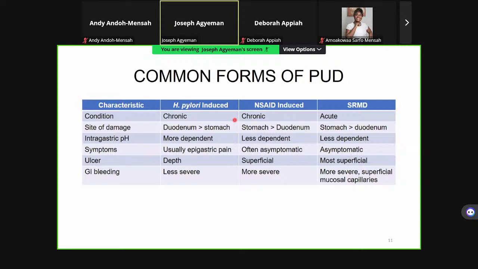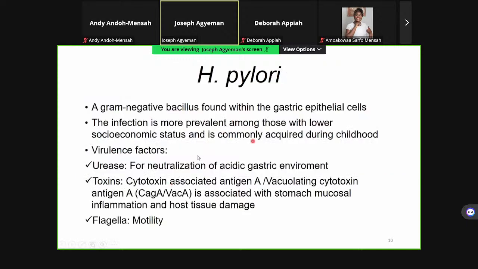Now, let's look at the common forms of PUD. Are we okay? Are we okay here? Class captain, you know I always ask you because maybe your people may not respond. So class captain, when you say yes, then it means everybody is okay.